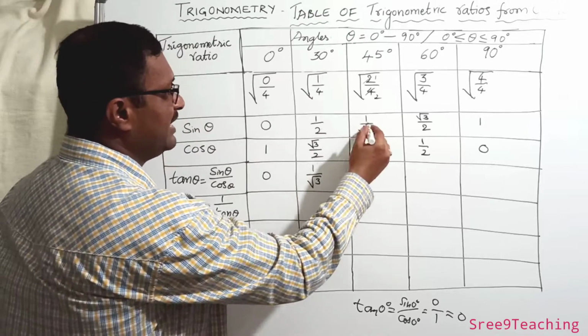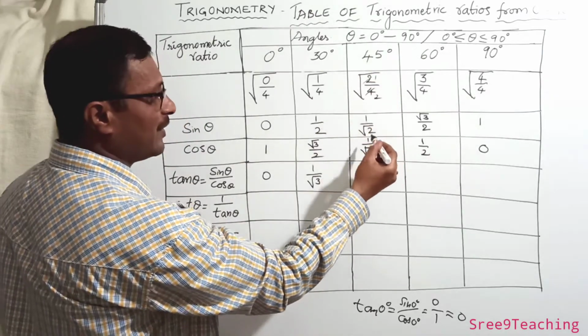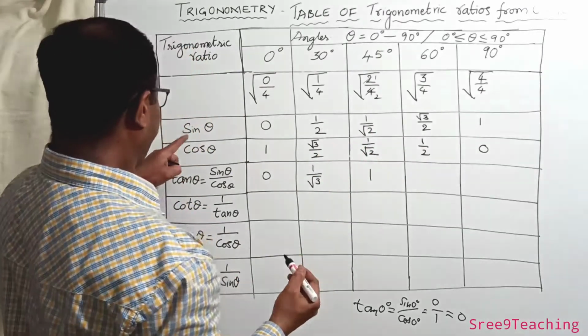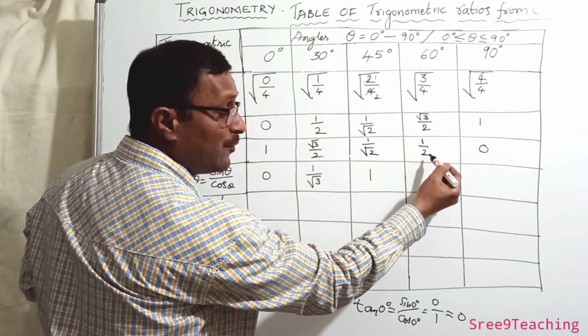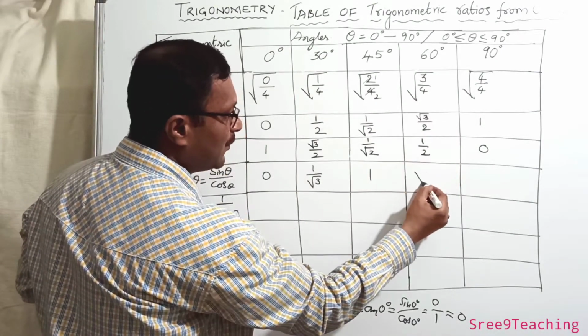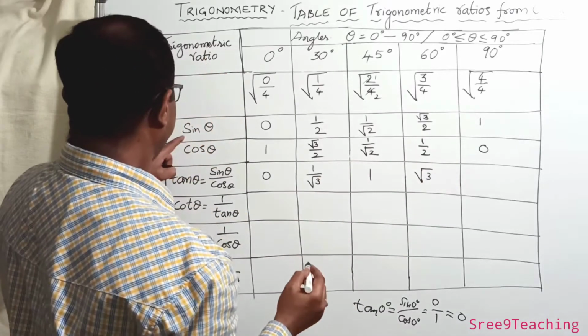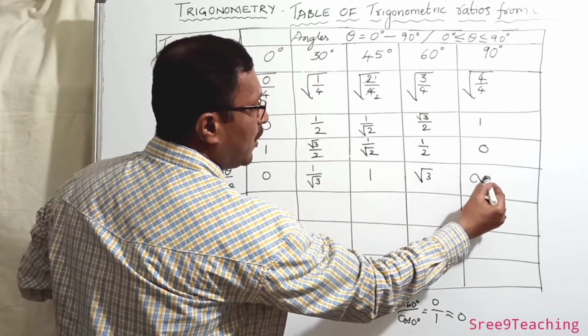And tan 45 means sin 45 by cos 45, 1 by root 2 by 1 by root 2, how much? 1. And tan 60 means sin 60 by cos 60, root 3 by 2 by 1 by 2, the 2s get cancelled, you will get root 3. Then here tan 90, 1 by 0, 1 by 0 is nothing but not defined.